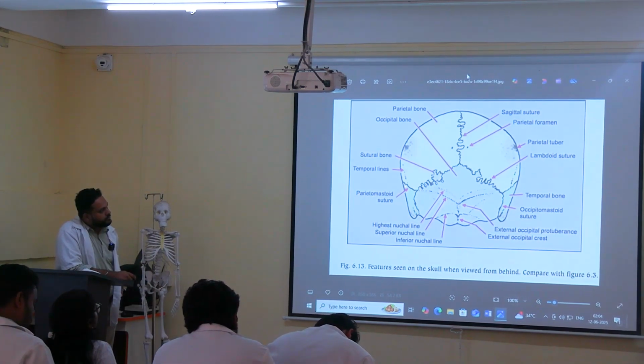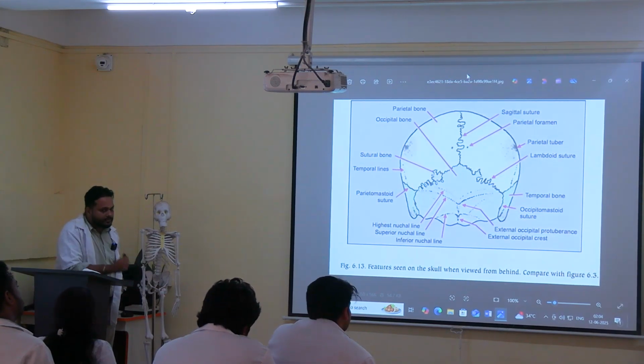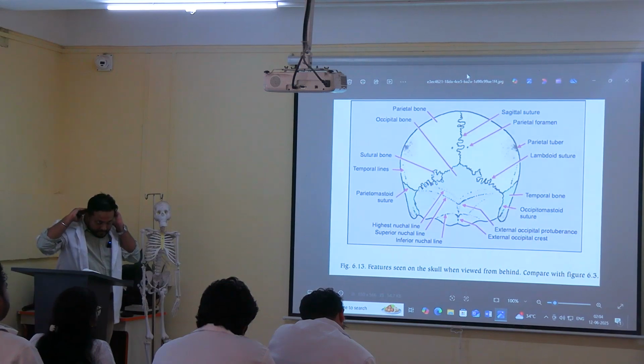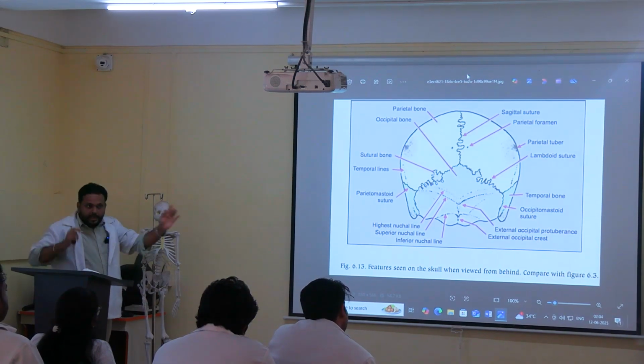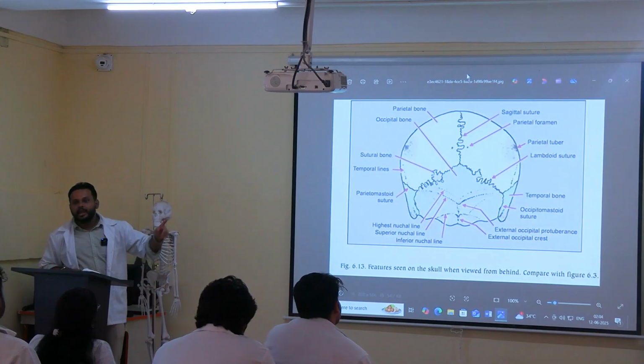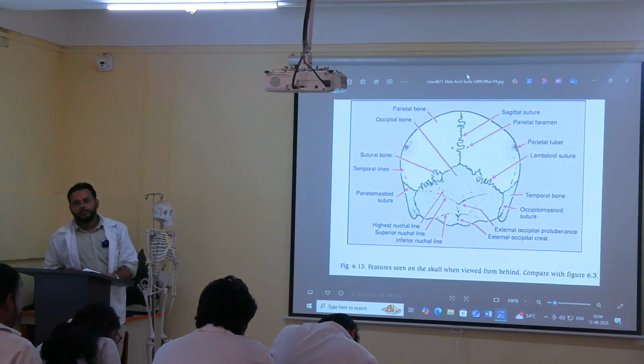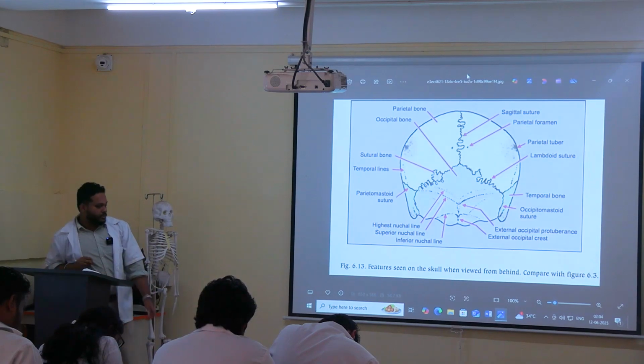Which bone is this? Which part is this? You know the bone, but which part is this? Can you tell me? Here at the back, an important muscle attaches, a very important muscle. Sternocleidomastoid attaches here. This is your mastoid part. This is your mastoid part.